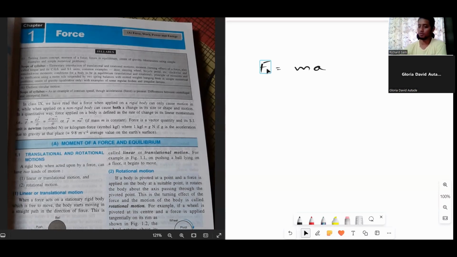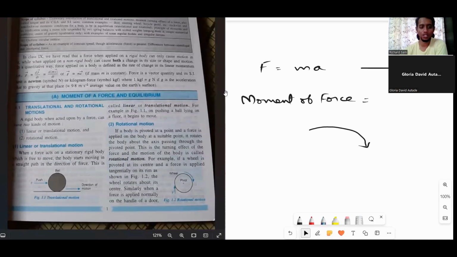But in this chapter, you're not learning about this formula for force. You're learning about another formula for force, something called turning force. This is not when the force is in a straight line and the object is moving in a straight line. Here in this chapter, we're learning about something called moment of force. Moment of force is a turning force. When you apply moment of force, it causes an object to rotate around an axis. So that's why we have two types of forces here, translational and rotational. Translational is also called linear, which is in a straight line.